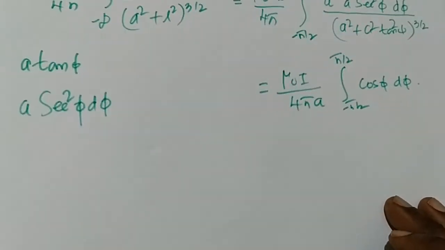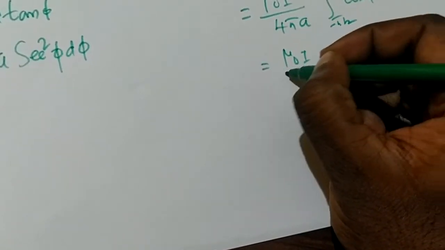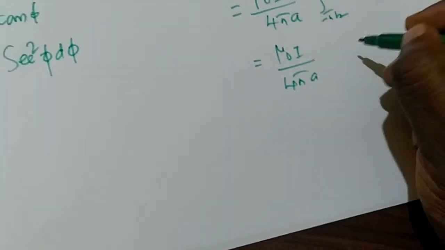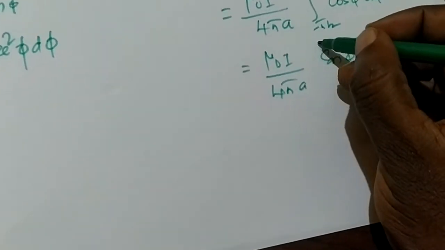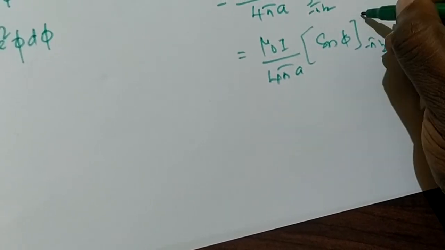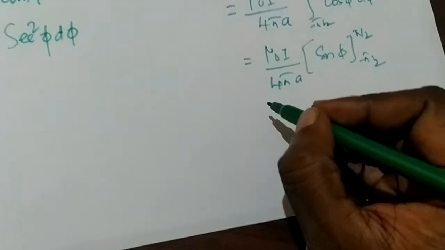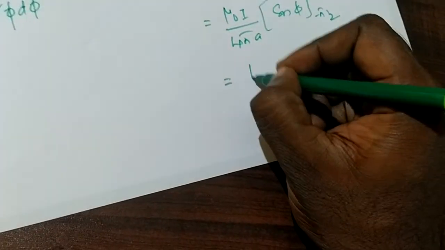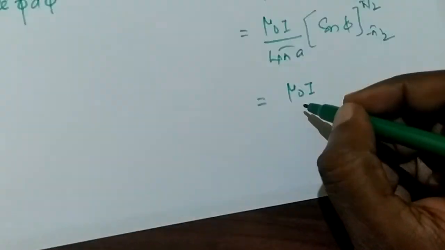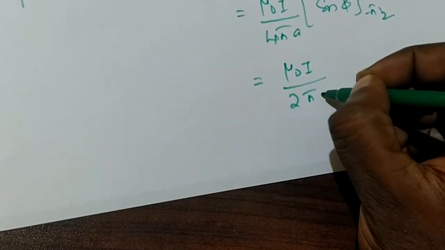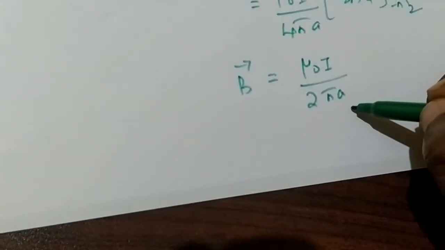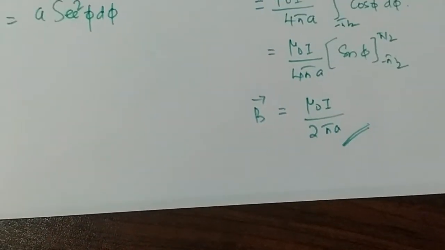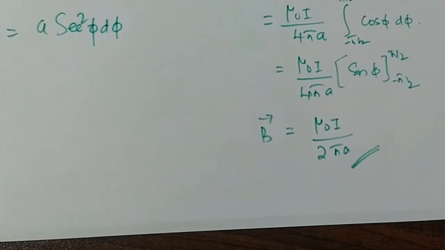So the integration answer is mu 0 I by 4 pi a into sine phi from the limit minus pi by 2 to plus pi by 2. So the answer is 2. So what I am getting is mu 0 I by 2 pi a. So this is the value of magnetic field due to a very long, infinitely long current carrying conductor. Thank you.